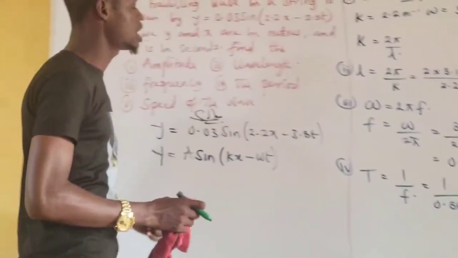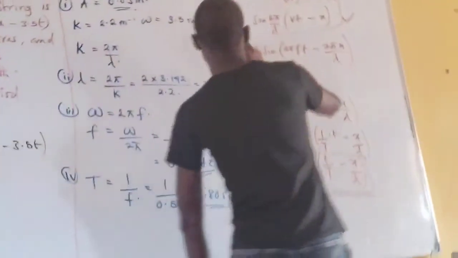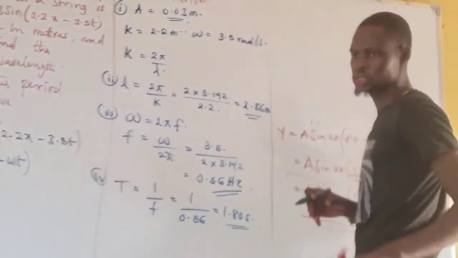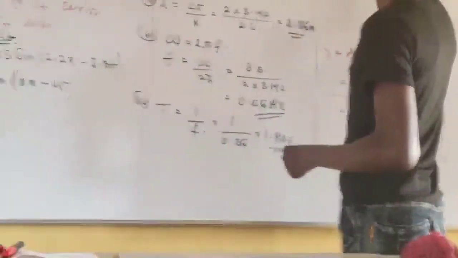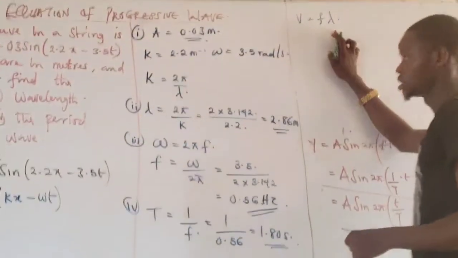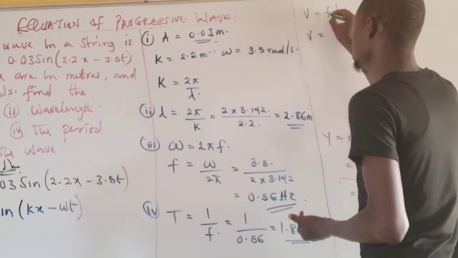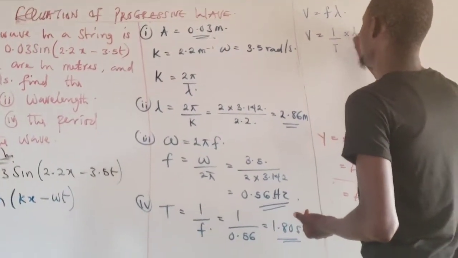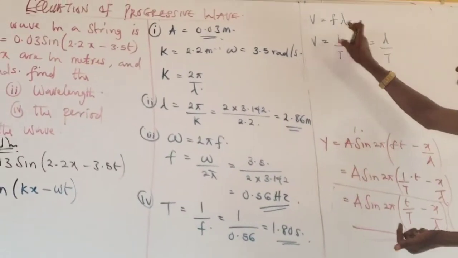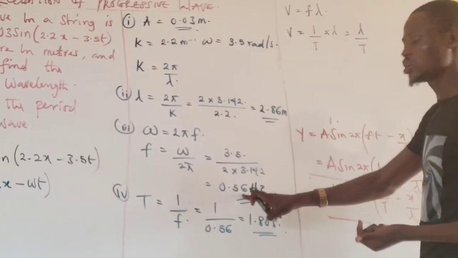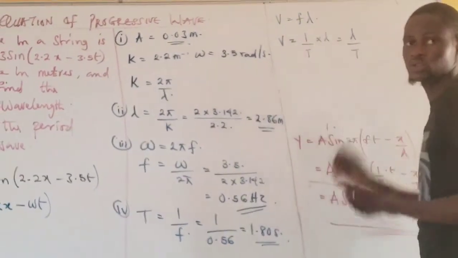Now, the next one is to calculate the speed of the wave. You can easily get the speed of the wave from this. Look at something here. I have a relationship that V, the speed of the wave, is always equal to the frequency times the wavelength of the wave. Now, we can also take it as V equals, since my frequency is 1 over period, times wavelength, I can also have wavelength over period as the speed of the wave. So whichever one you like, you can use your frequency times your wavelength, or your wavelength divided by your period. Any of them is going to give you the same answer.